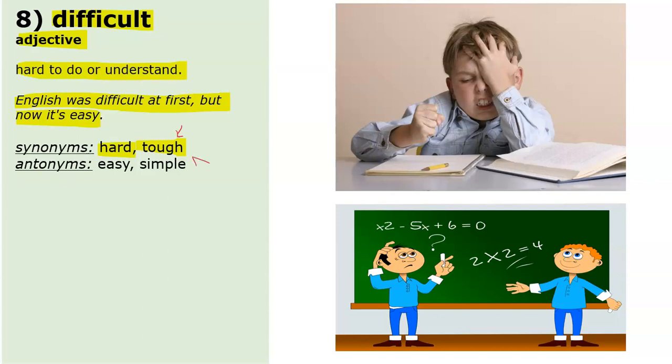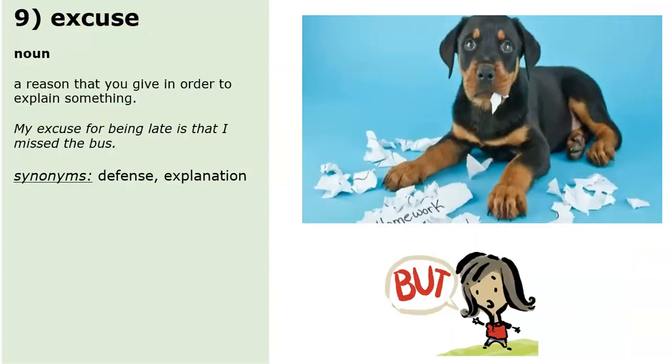And of course, the opposite of difficult would be easy or simple. We can say, this math problem is simple, but this math problem is difficult. Our next word is excuse. Excuse is a noun, and an excuse is a reason that you give in order to explain something. For example, my excuse for being late is that I missed the bus. So again, excuse is the reason for something.